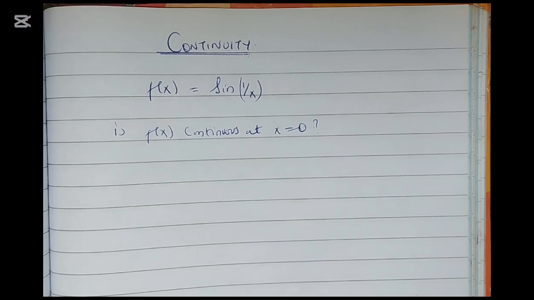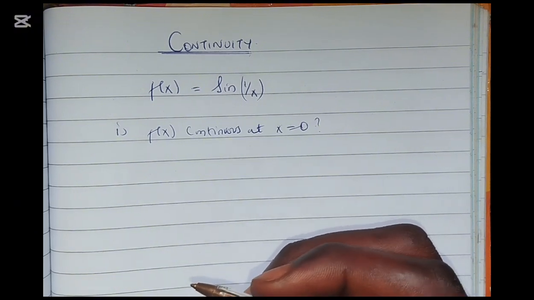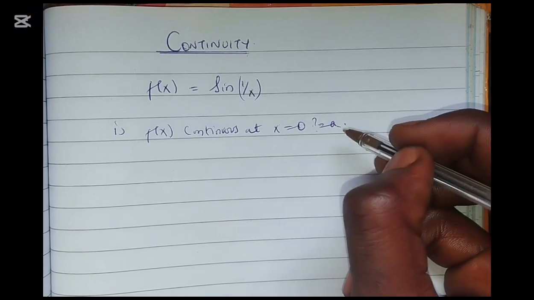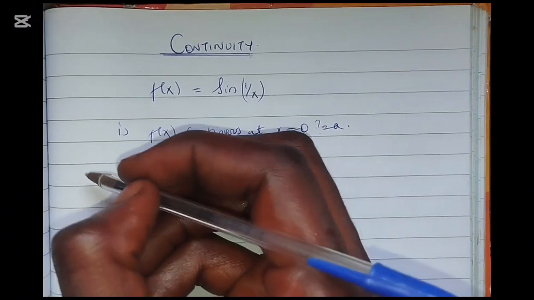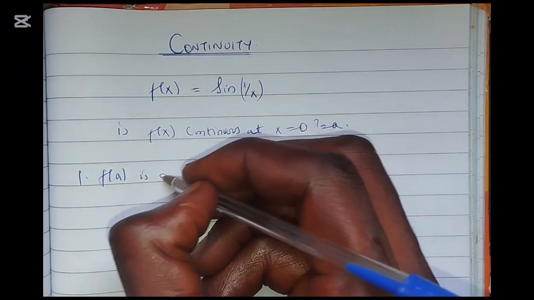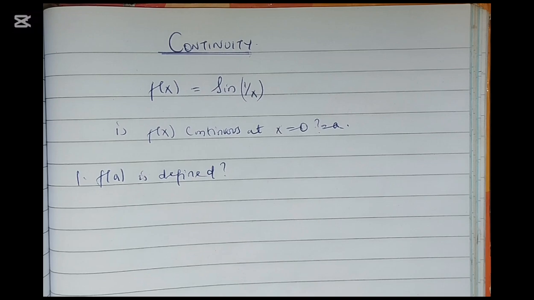So the first thing we do here is check if our f of a is defined. We know that a equals 0. So first we check our f of a. Is it defined? Let us check that.